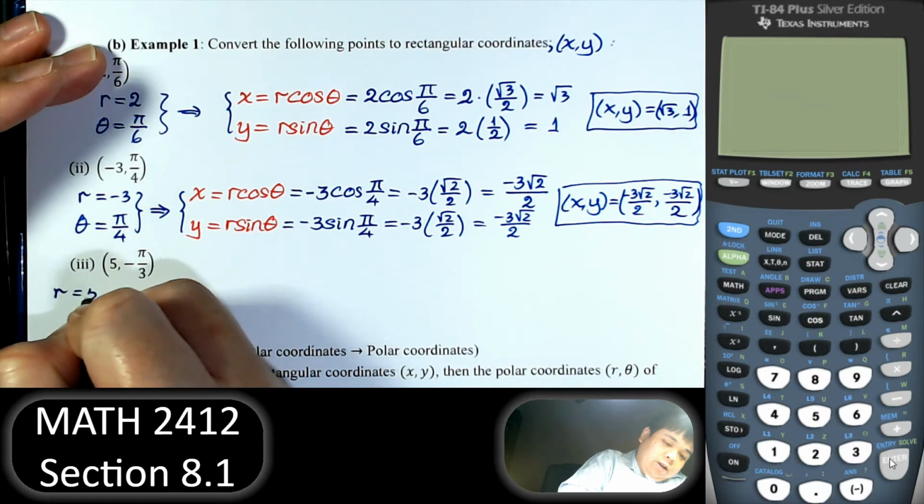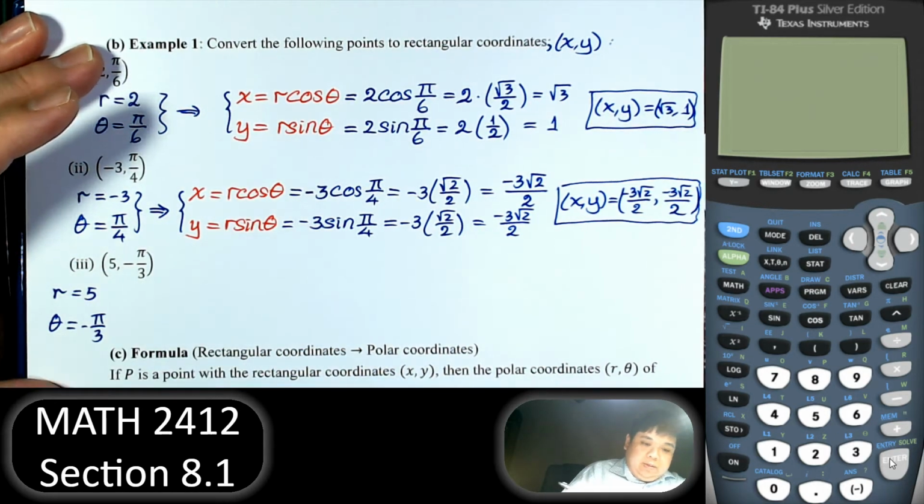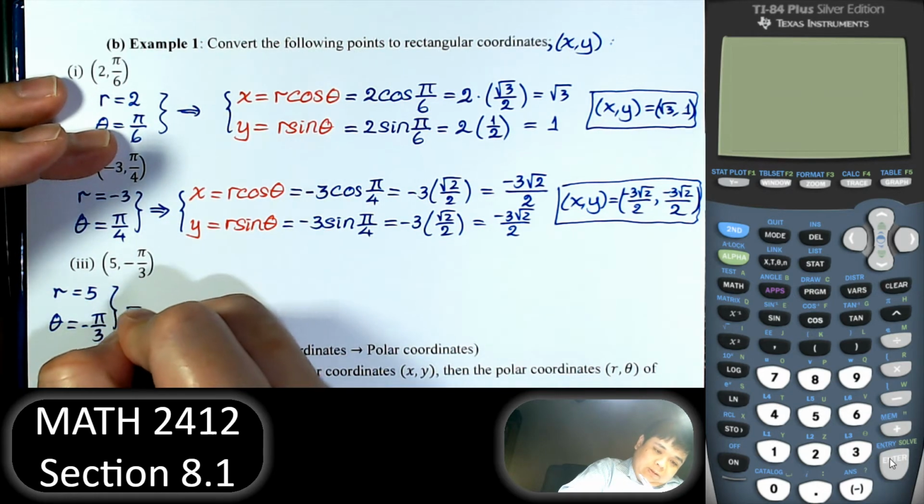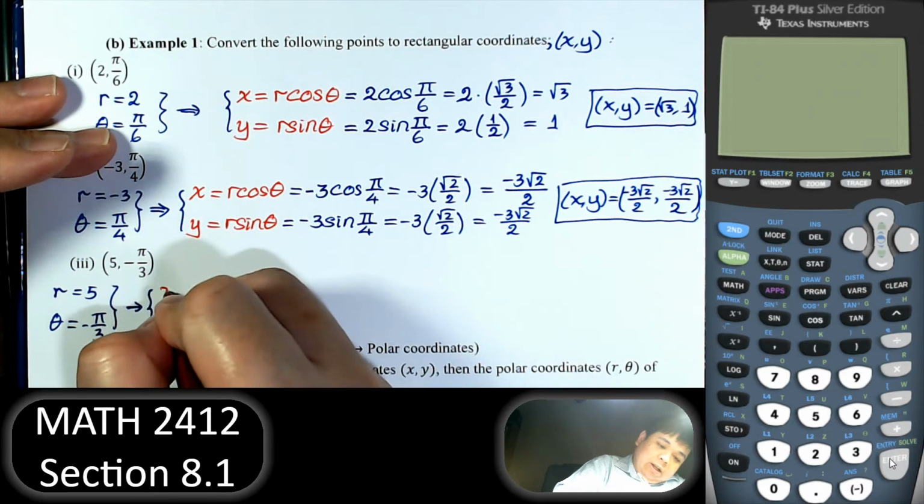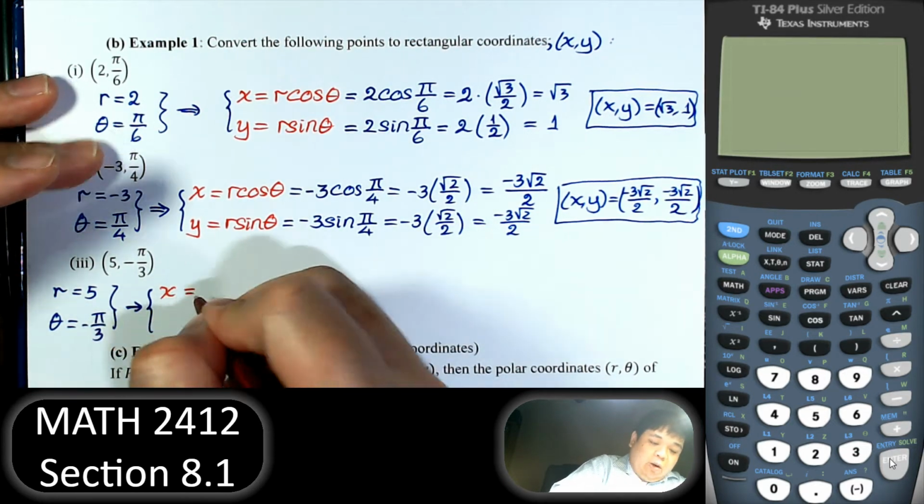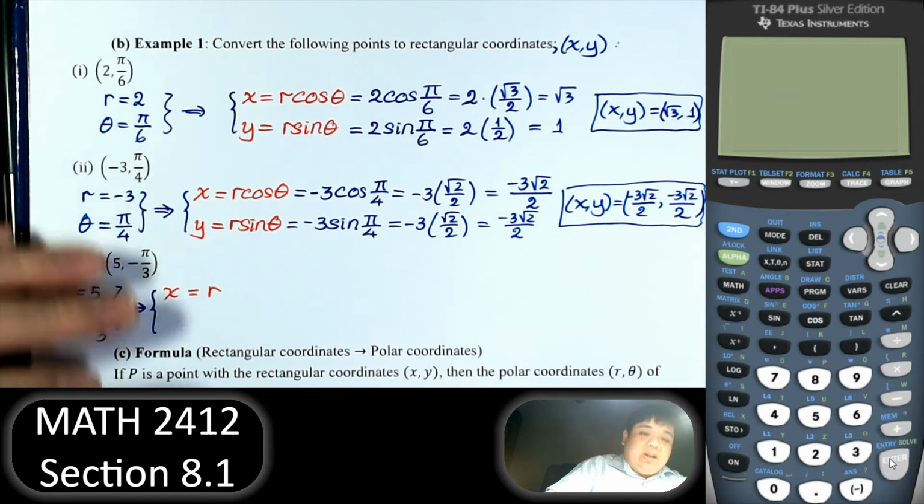And same thing for the next one. r equals 5, theta equals -pi over 3. Right. Once again, from r and theta to x y, we use this set of formulas.